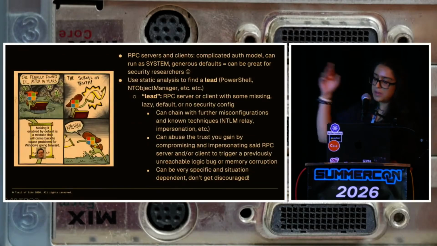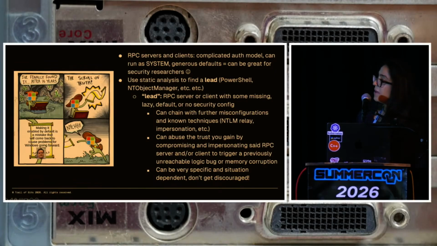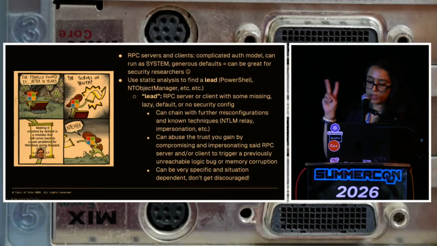As a recap, RPC servers and clients have a very complicated authentication model, and a lot of them can run as SYSTEM and have pretty generous defaults, which can be great for security research. I think my methodology going forward for RPC vulnerability hunting would be to use static analysis to find what I call a lead. You can just have a giant PowerShell command that filters through all the binaries on your system. Your lead can be an RPC server or client with some sort of missing, lazy, default, or no security configuration, which on its own may not get you where you want to go, right?